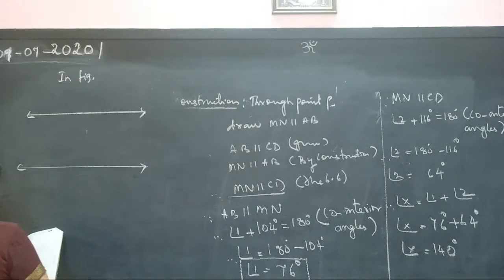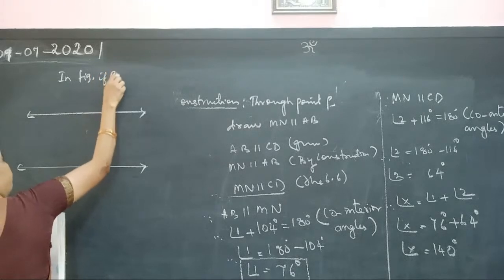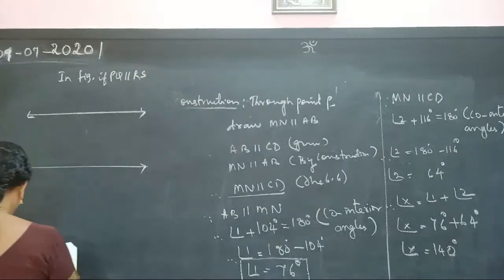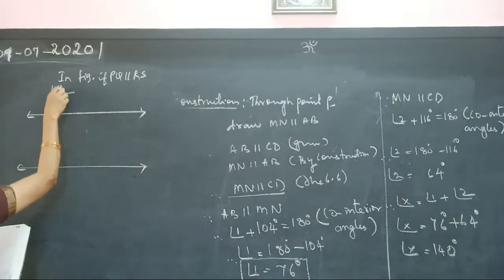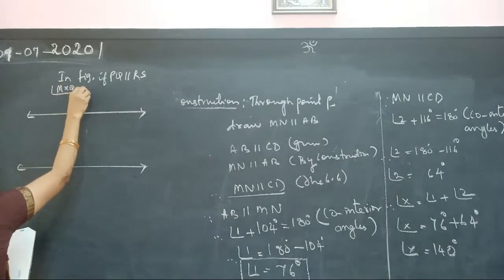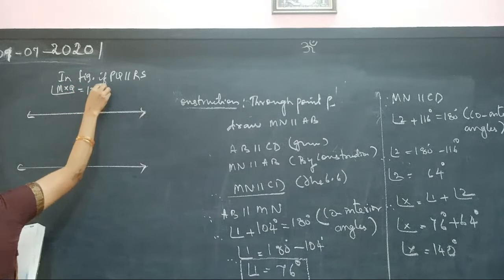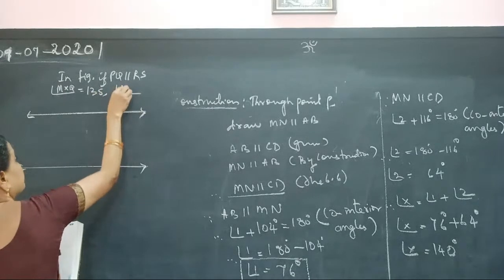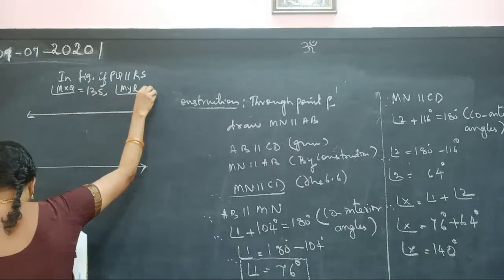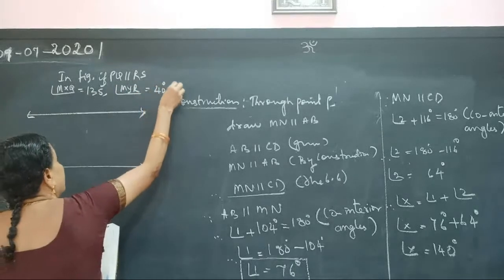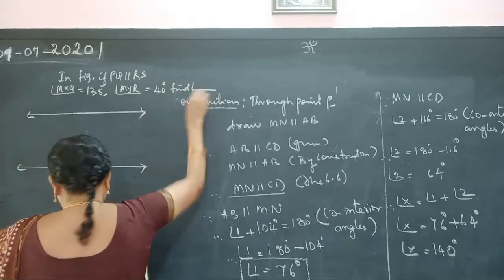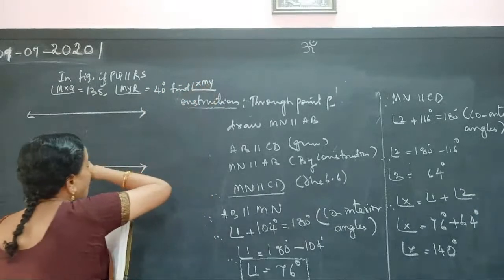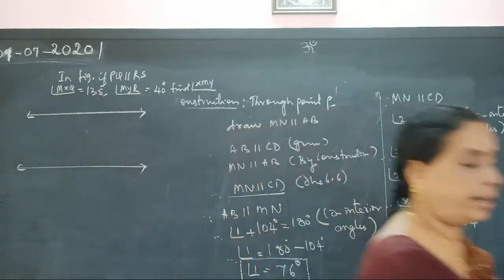PQ parallel to RS. If PQ is parallel to RS, angle MXQ equals 135 degree, angle MYR equals 40 degree. Find angle XMY. Find angle XMY.